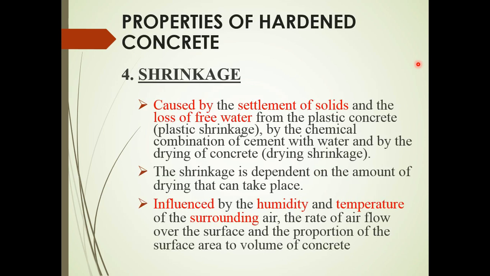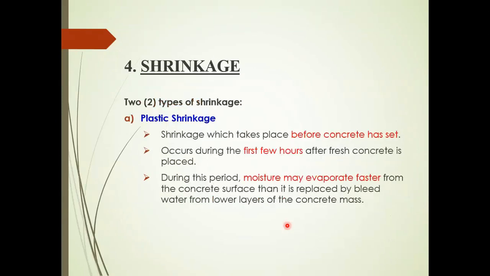Okay, so next is the shrinkage properties of the concrete. Shrinkage can be caused by the settlement of the solid and the loss of the free water from plastic concrete, by the chemical combination of cement and water, and also by drying of concrete. So we have plastic shrinkage and also drying shrinkage. The shrinkage depends on the amount of drying that can take place. It is influenced by the humidity and temperature of the surrounding air.